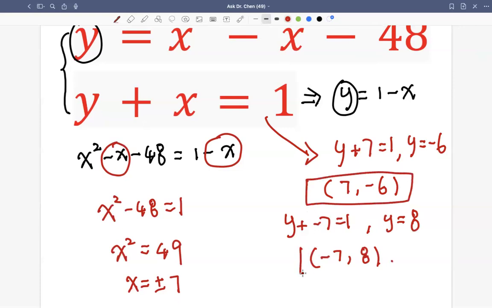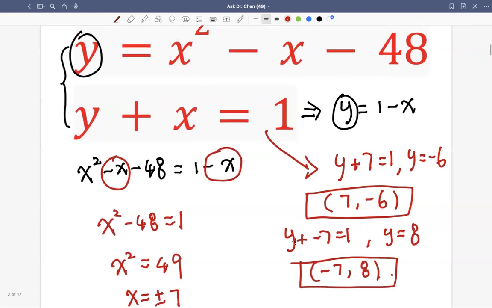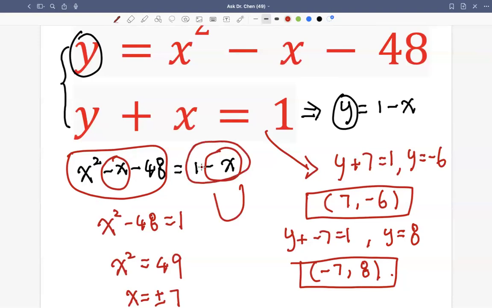So what does this mean geometrically? So this means we have this quadratic equation, right? If we graph this as a function, we have an upward parabola. And we have this side as a linear equation, which we know is a line.